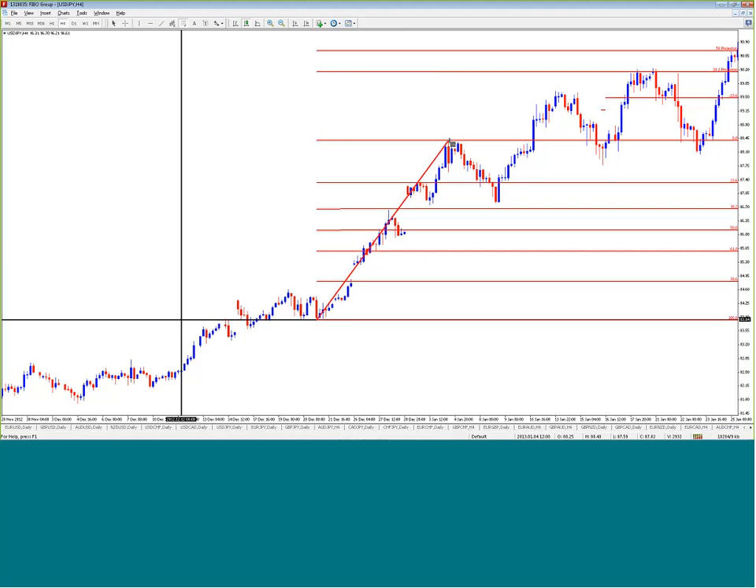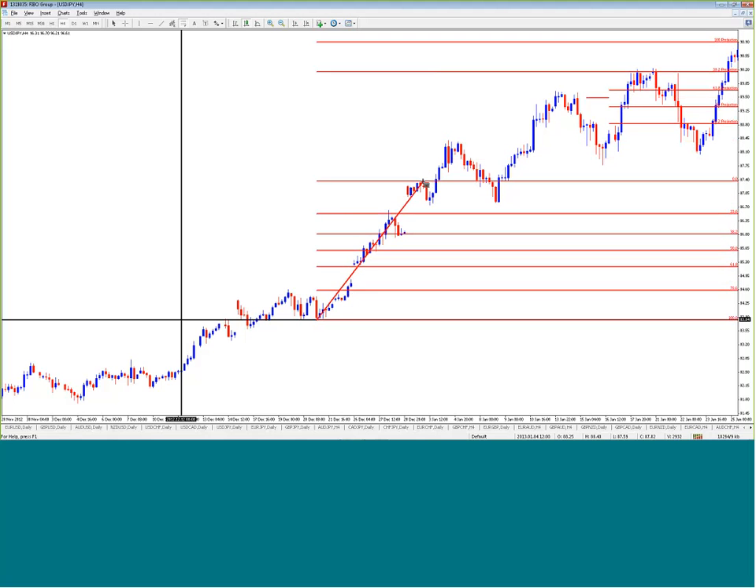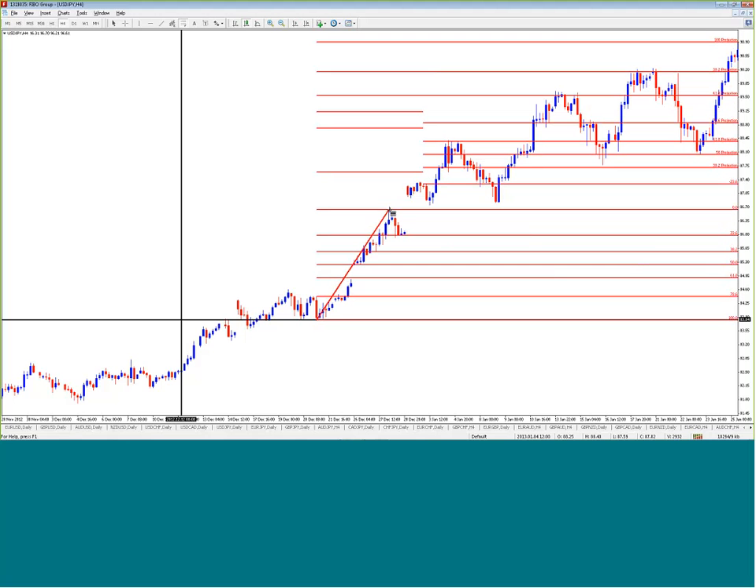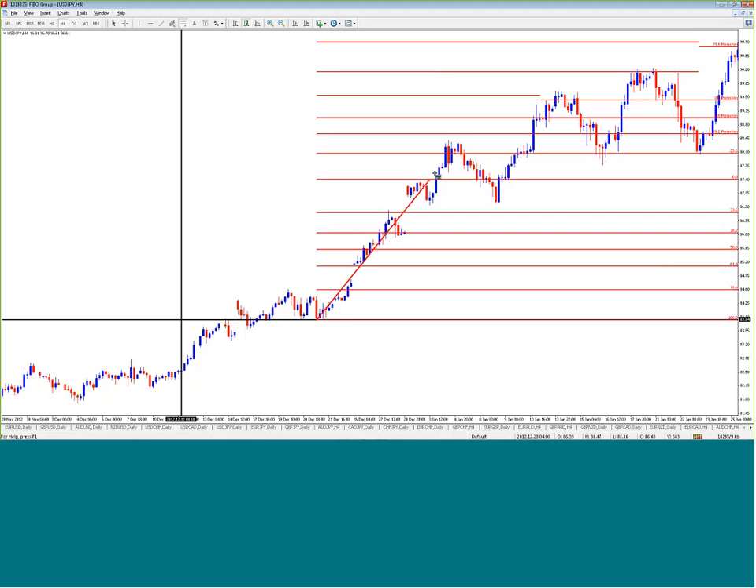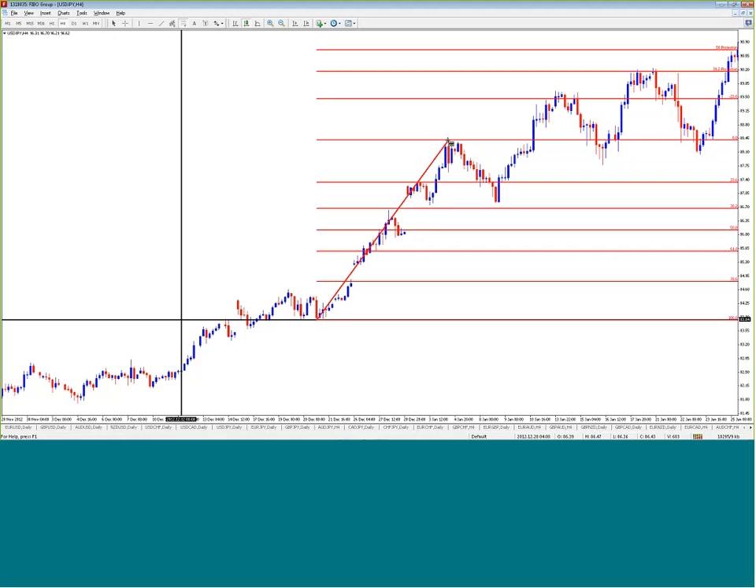How do we know that this is the highest high? When we have a sufficient pullback. We didn't really have a sufficient pullback here. We didn't have, well, sort of a sufficient pullback there. But this is really the level that I like to use, right up in there.